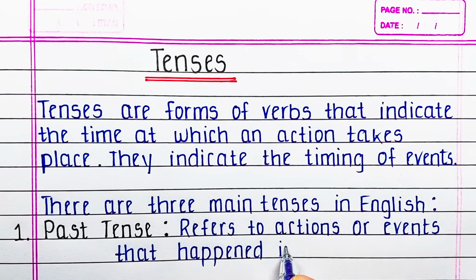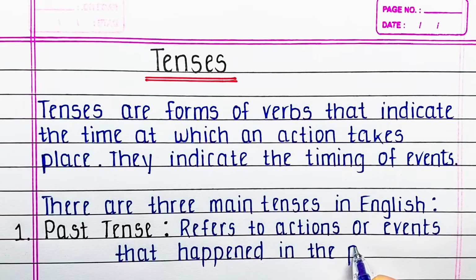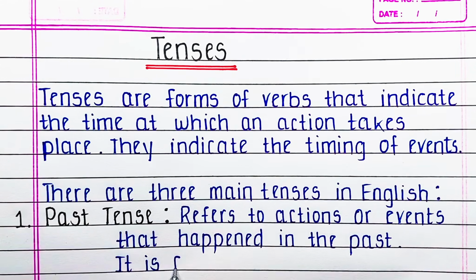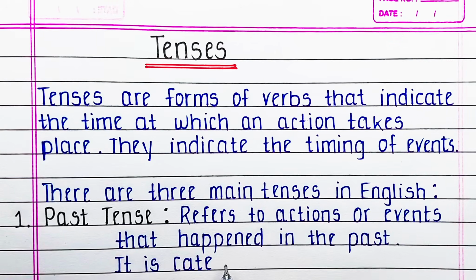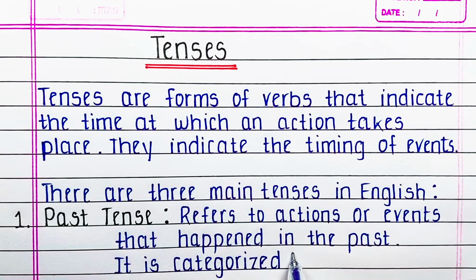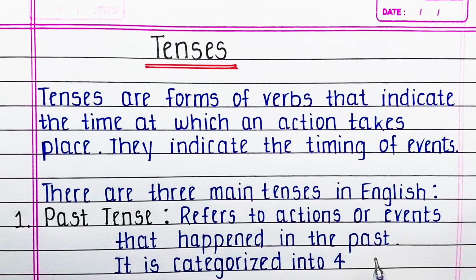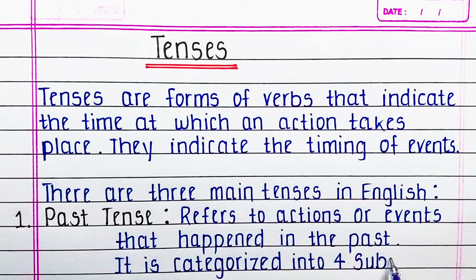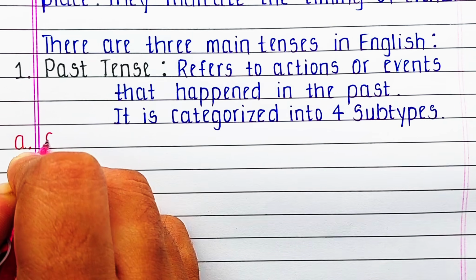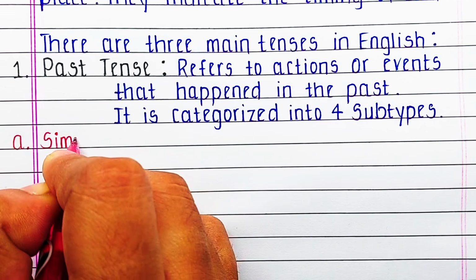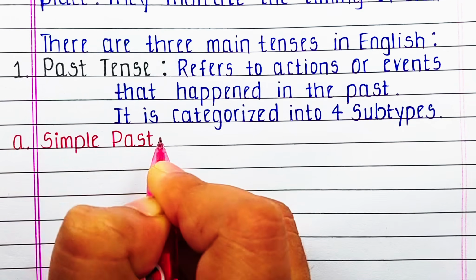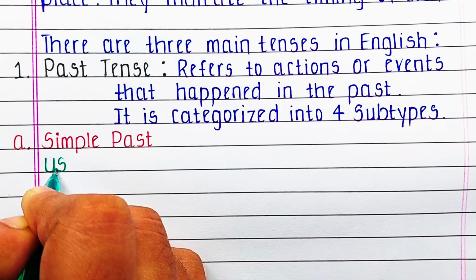Past tense refers to actions or events that happened in the past. It is further categorized into four subtypes. We will learn all the subtypes heading wise under use, structure, and example. So continuing with the video, first is simple past.